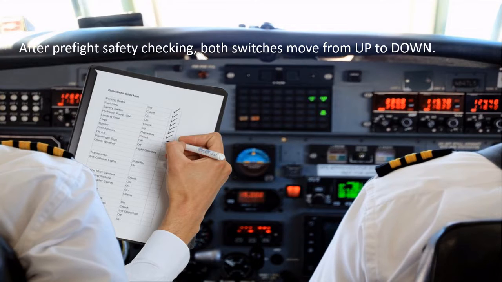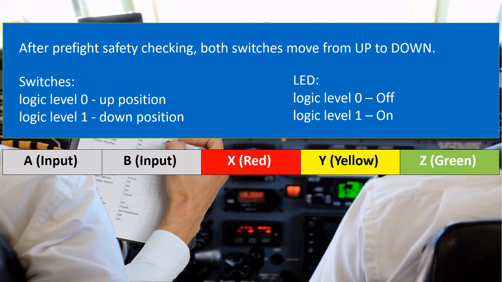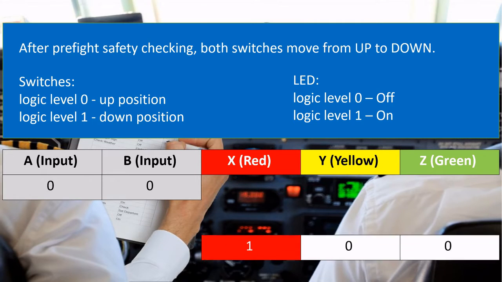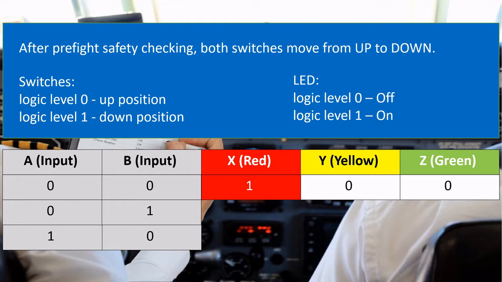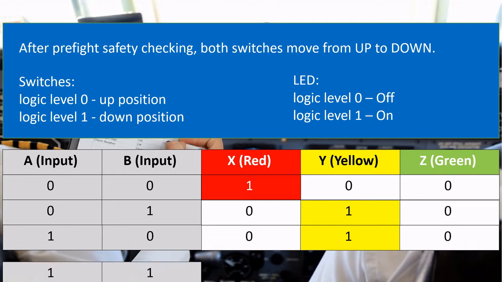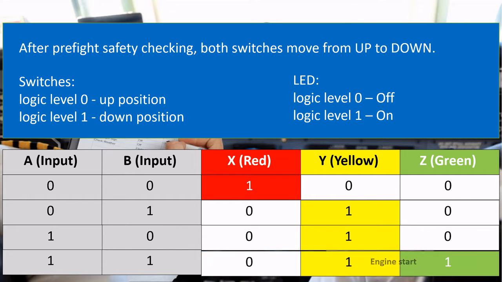When all checks have been completed, they each move a switch from the up to the down position. In this case, we assume that the switch provides logic level 0 in the out position and logic level 1 in the down position. When both switches are out, a red indicator on the instrument panel is on. This changes to yellow when at least one of them operates their switch. When both have operated their switches, a yellow and green indicator come on. The engines can only be started when the yellow and green indicator are on.